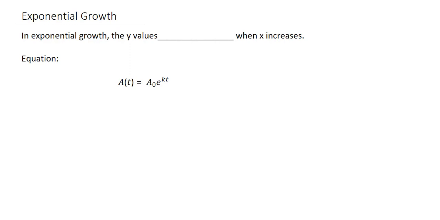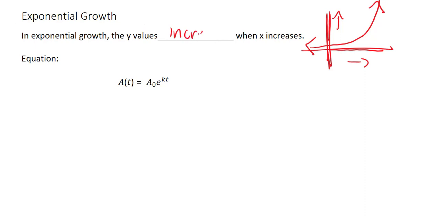Exponential growth. So in exponential growth, let's look at a drawing of it. This is the general graph. As we go left to right, that's how we're going to read it. What happens to the y values when x increases, when we're going to the right? Well, the y values also increase, because it's positive. So y values increase as x increases.